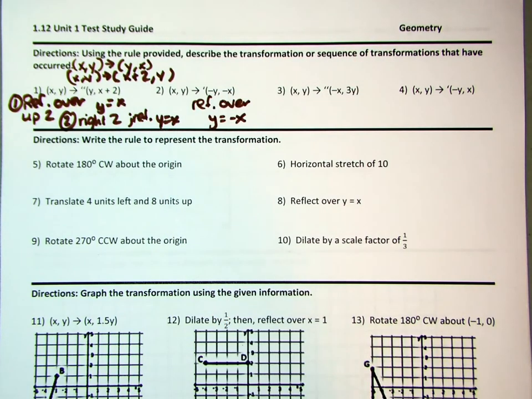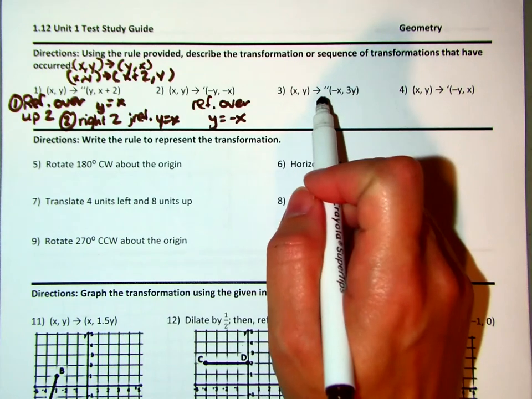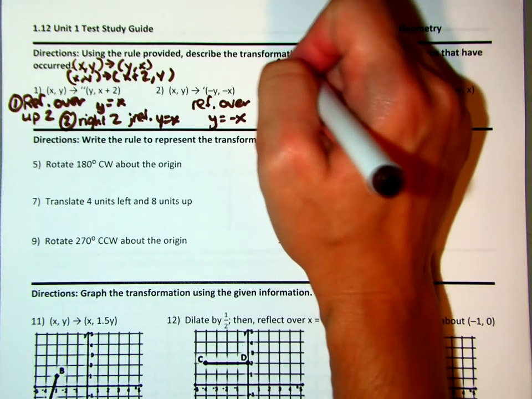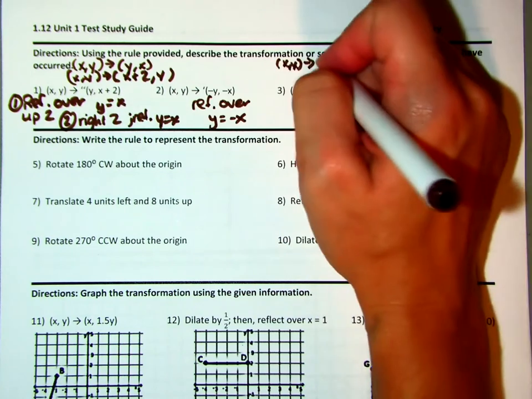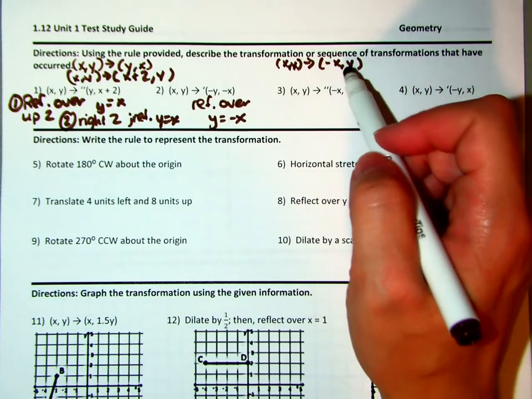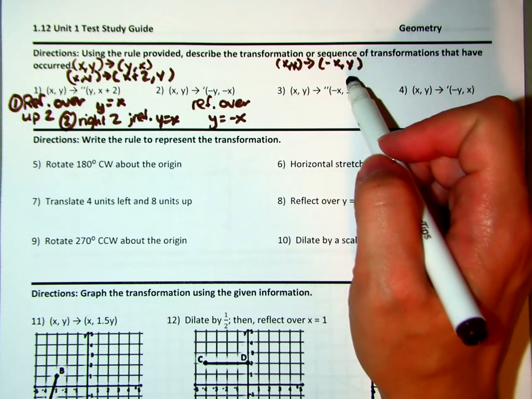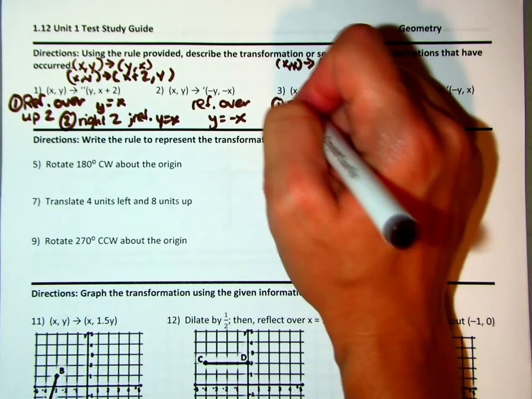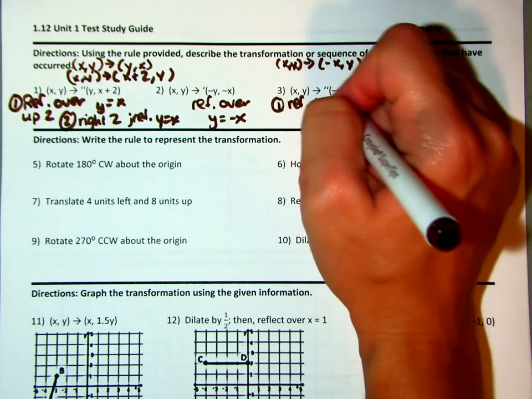Number 3, you see the double prime, so we know that there's 2 transformations that have occurred. So one of the options that we can look at is that the x and y can become -x comma y. And then you have to remember, y-axis, y stays the same, which means the x goes opposite. So the first thing we could say is this reflects over the y-axis.